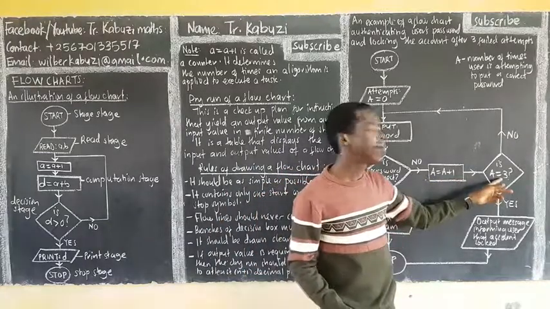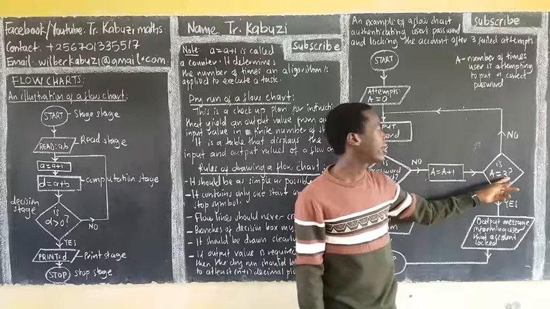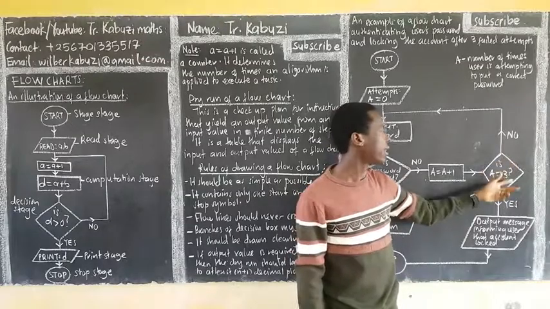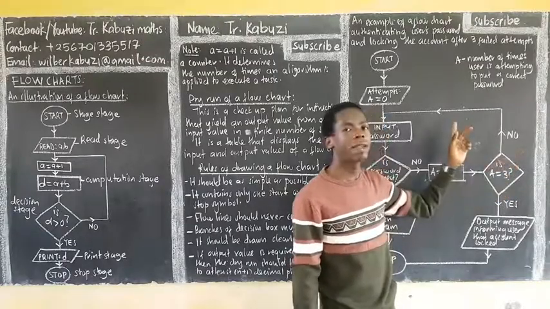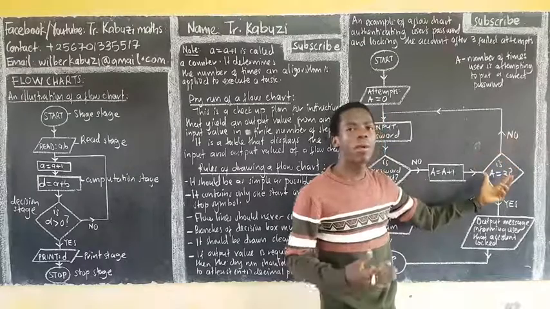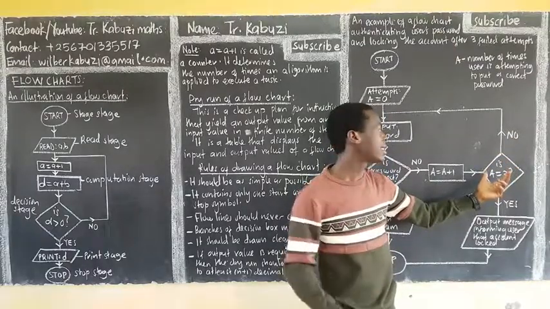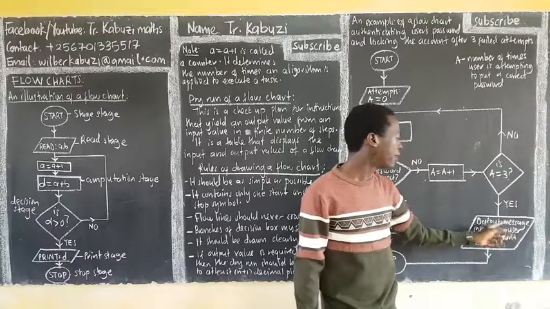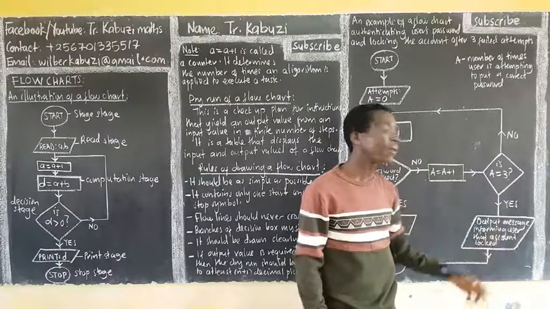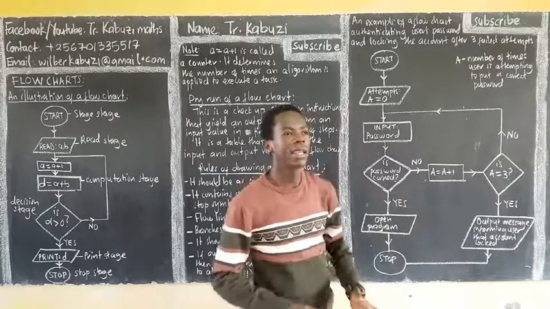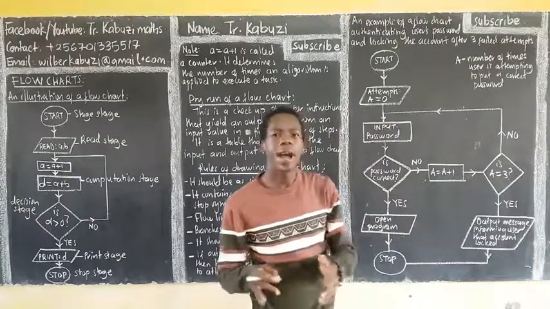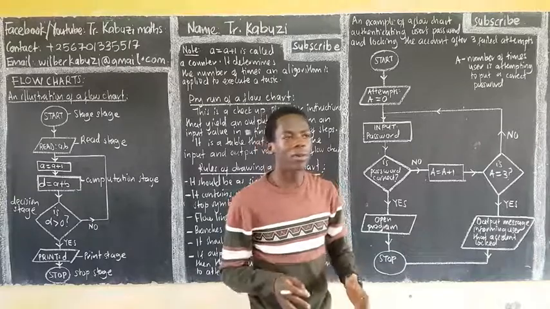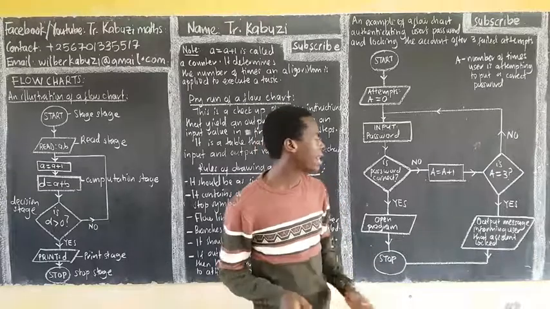Now A will be, remember this is our third chance. Is A equal to 3? Yes. If no, you go back, and that will be your fourth chance. But if the program was programmed to give you only 3 chances, is A equal to 3? If yes, output a message informing the user that the account is locked. That's when you see account locked, try after 15 seconds. Account locked, try next time, and so on.